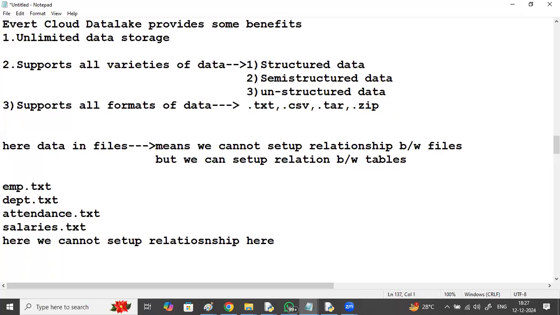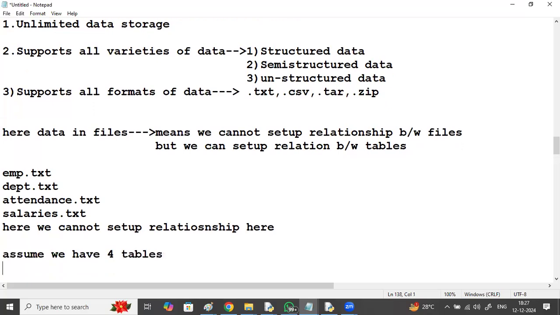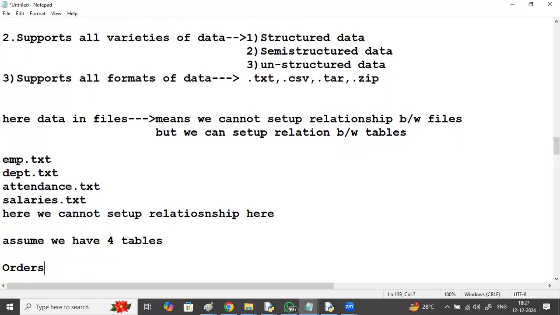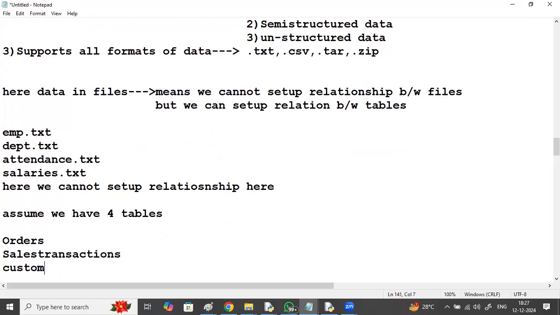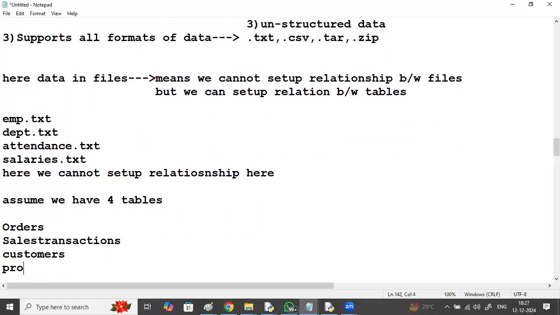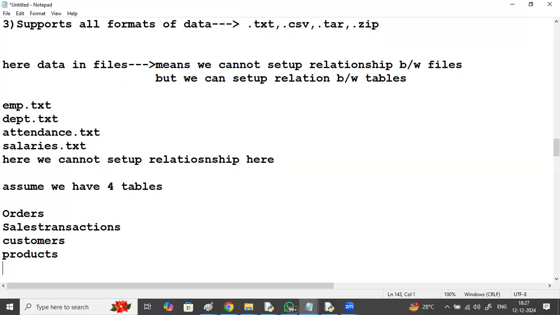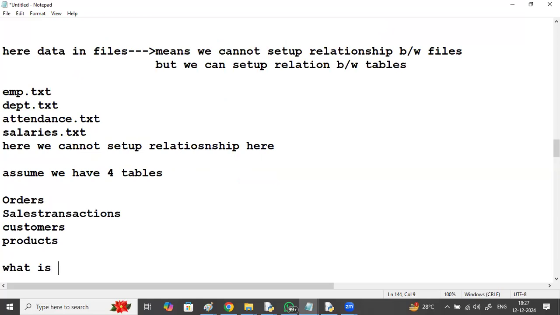Assume we have four tables. We have four tables like orders table, sales transactions, customers, products. Four tables are there. I want the sessions to be interactive. Now, these four tables are there. What is the relationship?